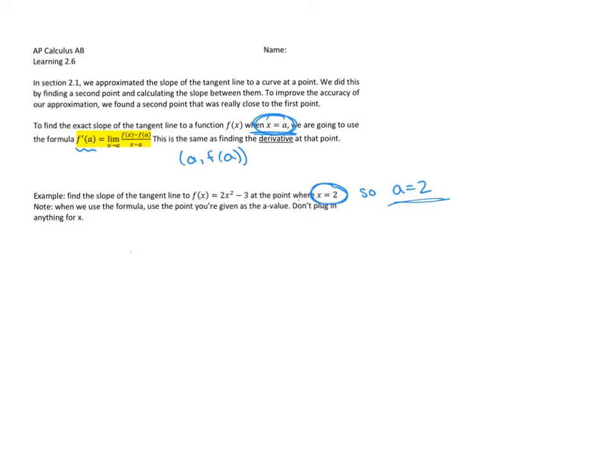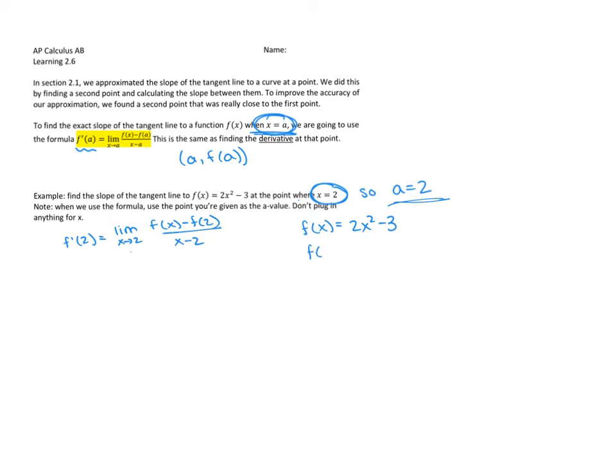So let's take a look at the formula. If I plug in 2 for a, I'll have f prime of 2 is the limit as x goes to 2 of f of x minus f of 2 all over x minus 2. So there's a few things we need to do in the numerator. We have two items in the numerator. I have f of x and I have f of 2. We're given f of x. We're given that f of x is 2x squared minus 3.